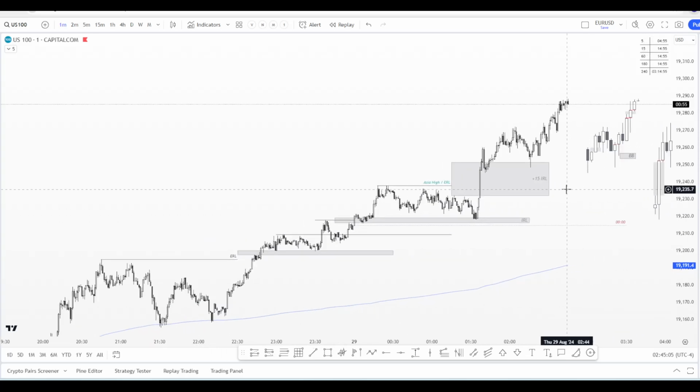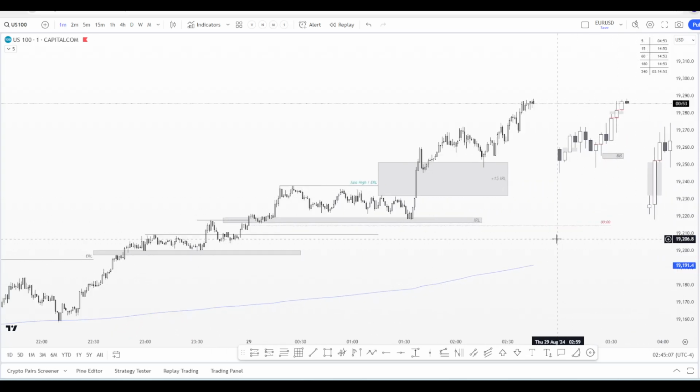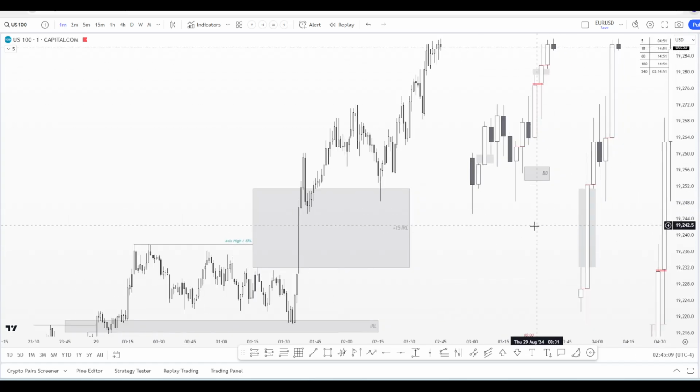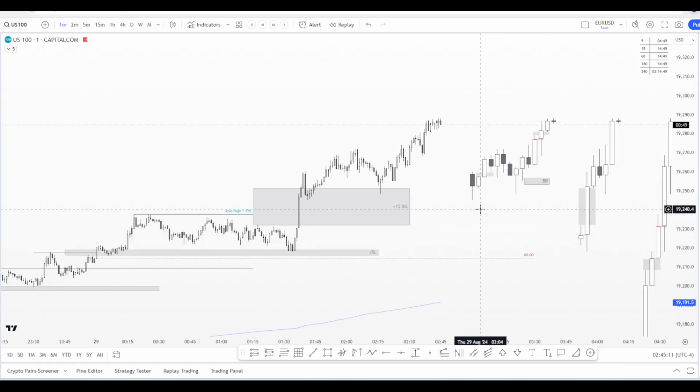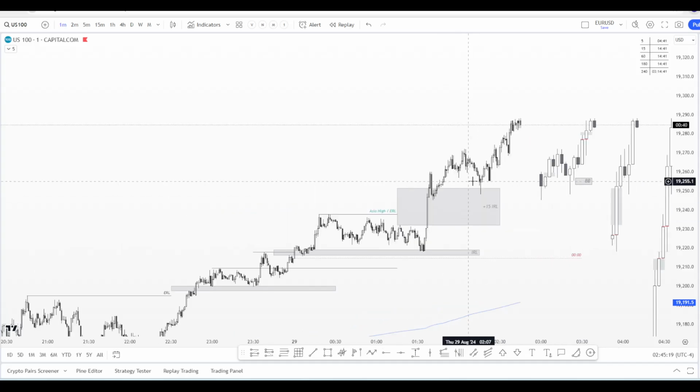So that was kind of a long story to a quick trade. I think the trade was 2 minutes and 30 seconds, and I spent 13 minutes explaining it.